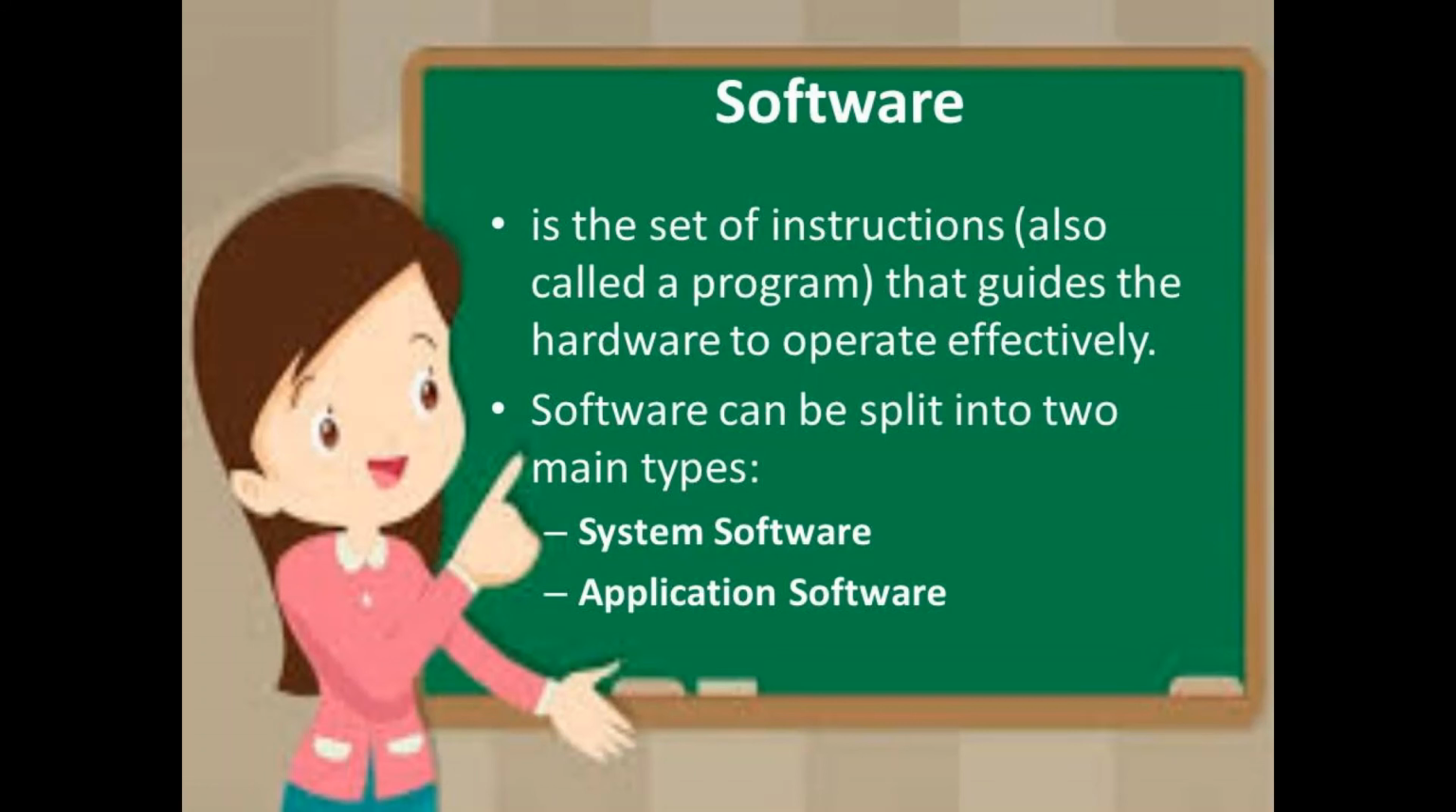Software is a set of instructions, also called a program, that guides the hardware to operate effectively. Software can be split into two main topics. First is the system software, and the second one is the application software.